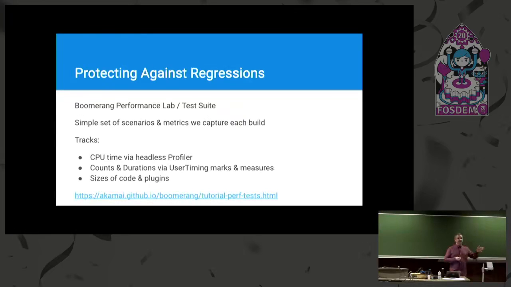So another important thing to us is, now that we've made all these improvements, how can we make sure that we don't accidentally regress later, right? It's very easy to undo your hard work with a couple of mistakes. One of the things that we worked on was what we call our Boomerang Performance Lab, which is just a suite of tests that we run in our CI environment. It's a bunch of simple scenarios and metrics that we capture with a headless browser. We do things like looking at the CPU time via profiles for all the work that we're doing. We have various counts and durations that we're measuring just using user timing marks and measures. And we just look at simple things like the code size that we have, and we can plot this over time.